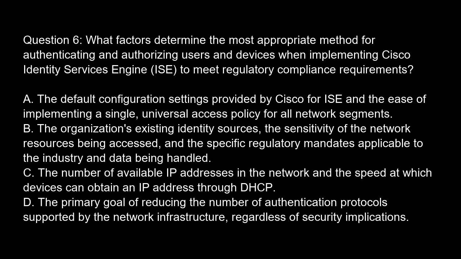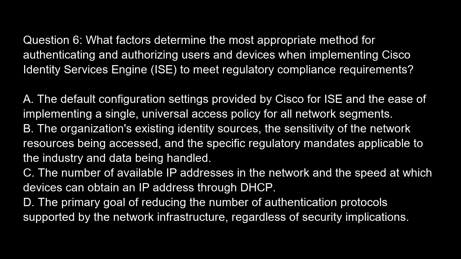Question 6. What factors determine the most appropriate method for authenticating and authorizing users and devices when implementing Cisco Identity Services Engine (ISE) to meet regulatory compliance requirements? Option A. The default configuration settings provided by Cisco for ISE and the ease of implementing a single, universal access policy for all network segments. Option B. The organization's existing identity sources, sensitivity of the network resources being accessed, and the specific regulatory mandates applicable to the industry and data being handled.